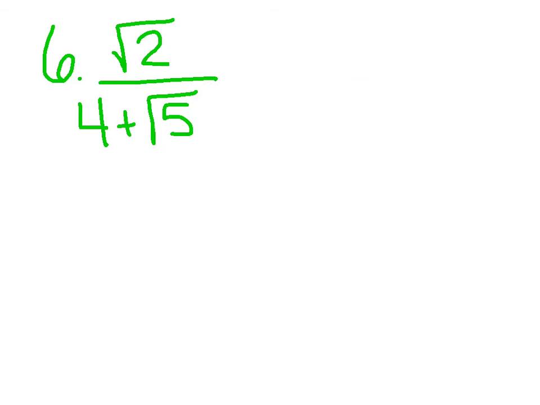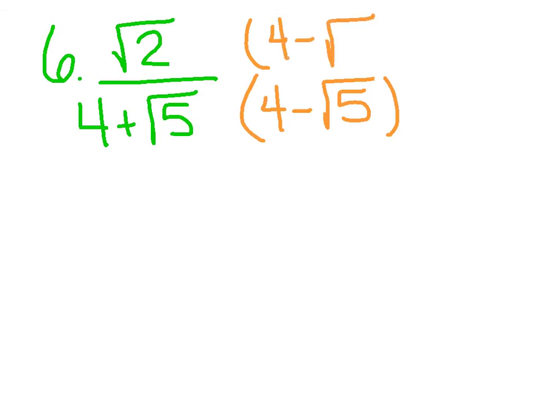Number 6, radical 2 divided by 4 plus radical 5. Well, same idea as we've been doing here. Can't leave anything with a radical on the bottom, and because it's that binomial, we're multiplying by the conjugate. 4 minus radical 5. 4 minus radical 5. Again, go ahead and pause me, try it on your own, and see if we end up with the same answer. Take this radical 2 and distribute it to both terms.